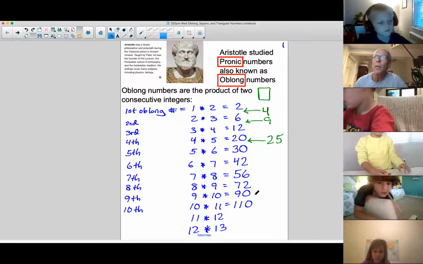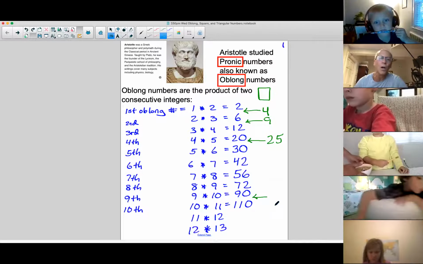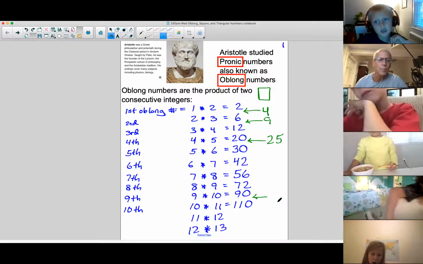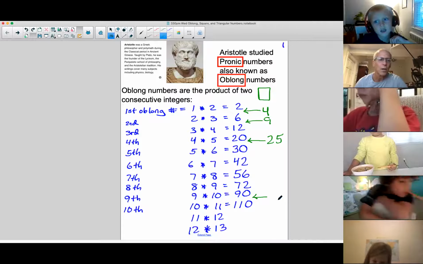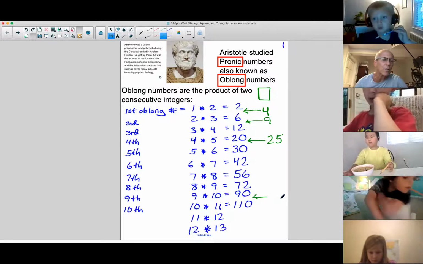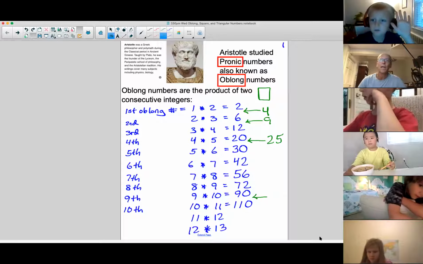Now, who can tell me the halfway point between 90 and 110? And Roman, can you take the pencil out of your mouth, please? I don't do pencils in mouths. They can be very dangerous.